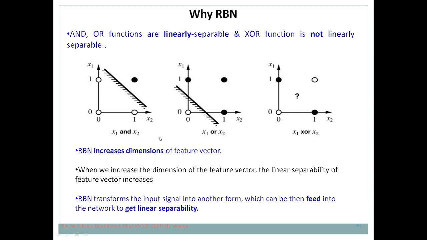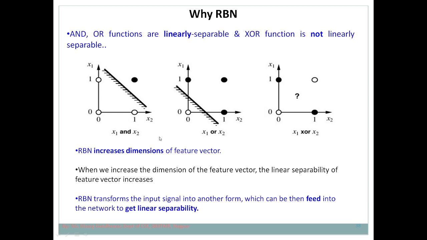Suppose we increase the dimensions of the feature vector, what will happen? Then the linear separability of the feature vector increases. It means that if you increase the dimensionality of the feature vector, then ultimately it helps to increase the linear separability of the feature vector, and that we want in our classification problem. So RBN helps us to do this. That's why we require an RBN.